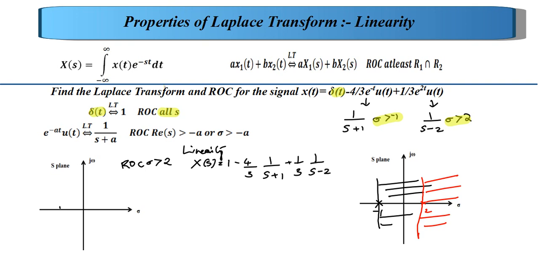Now we can simplify this, so you need to take the LCM, and after that you will get 3s plus 1 into s minus 2 minus 4 into s minus 2 plus s plus 3, and denominator s plus 1 into s minus 2. Okay, after simplification you will get like this.